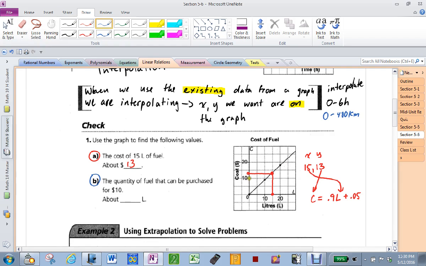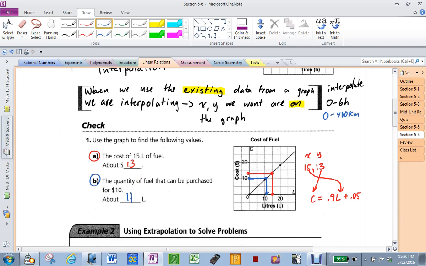Now, for the blue dot, blue question, B, where do I go? I go up to 10 on the y-axis, because that's the information that I have. Then I slide across, and then where? Go down. Slide down, and what do I find? That's very close. It's a little bit more than 10. I would be perfectly happy if you said 11 liters.